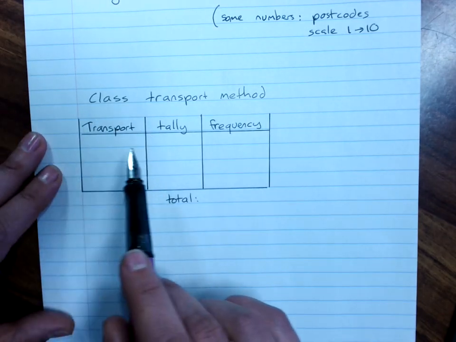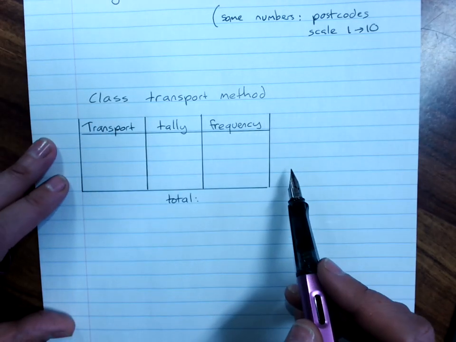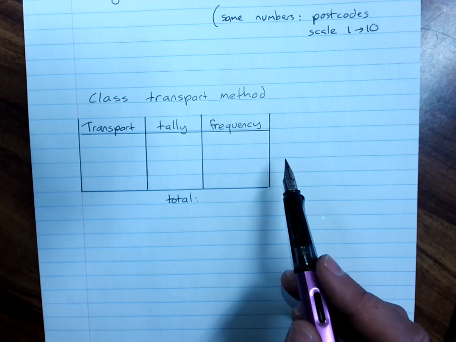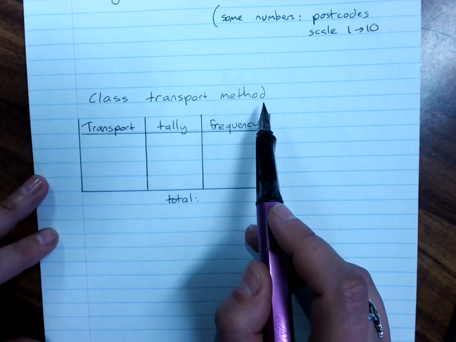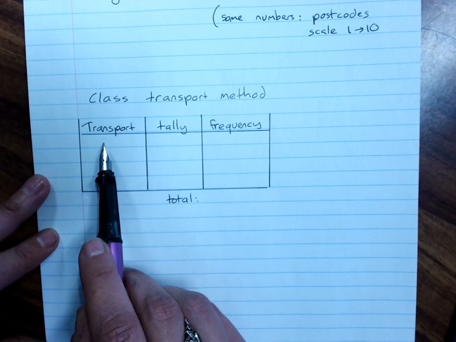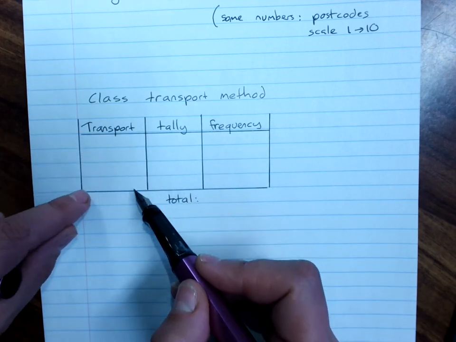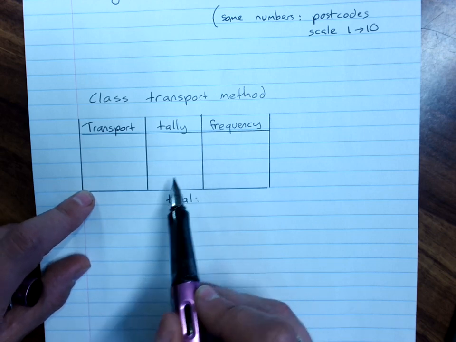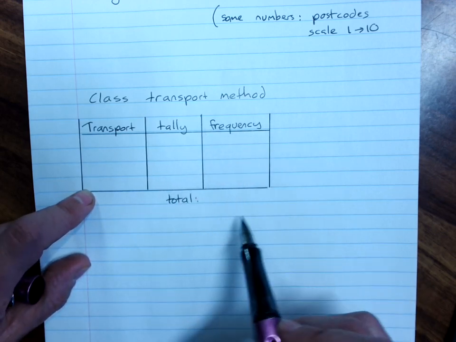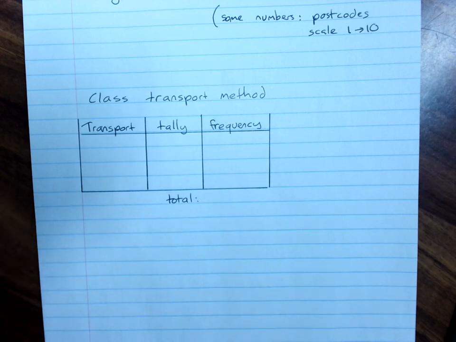So here's an option for doing a frequency table for categorical data, the class transport method. Bus, or walk, bike, etc. Put the 4 different options in here, do a tally from the class data, work out the frequency and the total. I think you can do that one on your own.